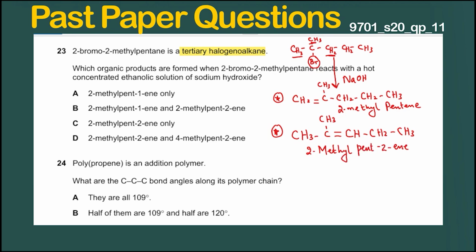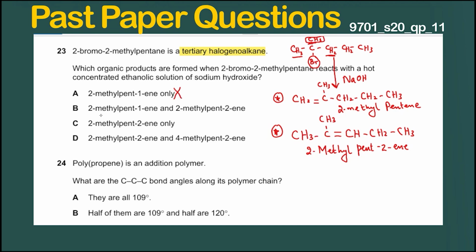This is the second possibility. And if you remove from this CH3 as well, you will get the same first product. 2-methyl pent-1-ene will be the product. So let's have a look at the options they have mentioned. 2-methyl pent-1-ene only. Is this only? No. We are getting pent-1-ene and pent-2-ene, so that's why the first option is incorrect.